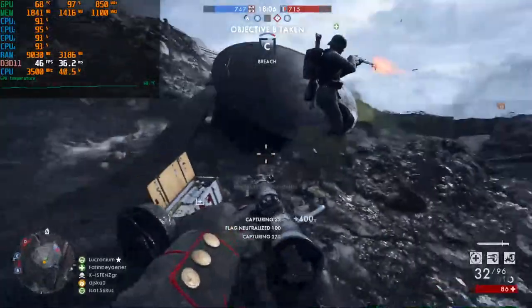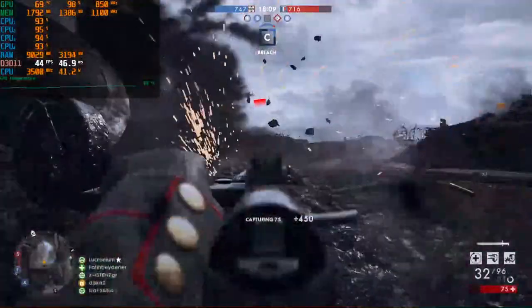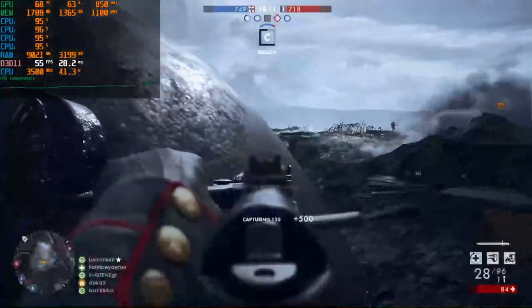So yeah, it's just 40 watts on overclock, which is really impressive.